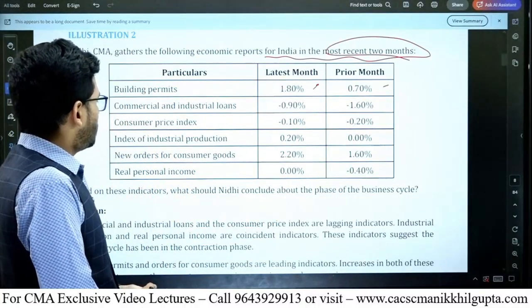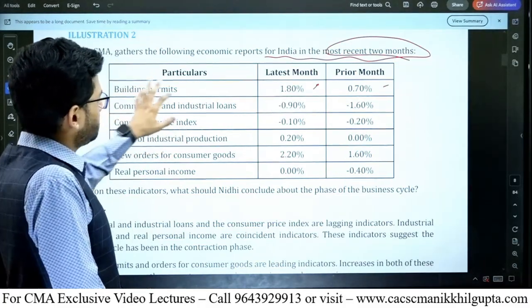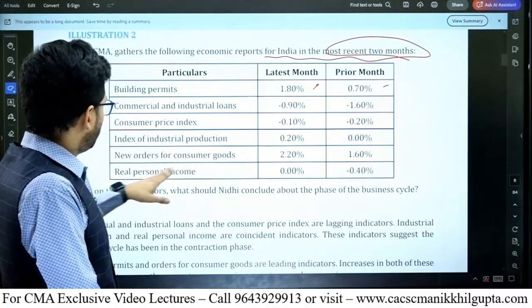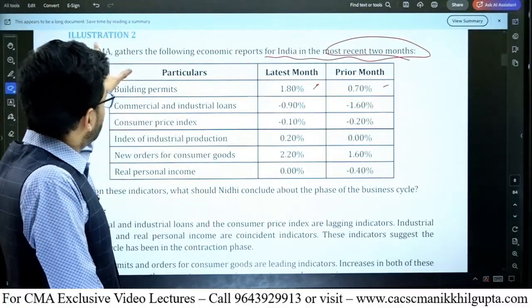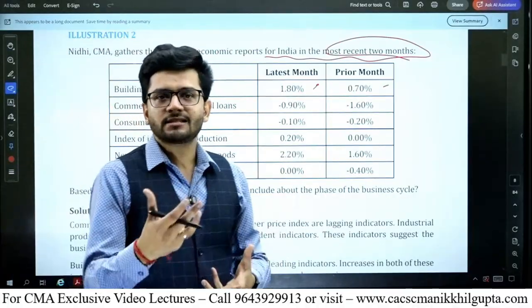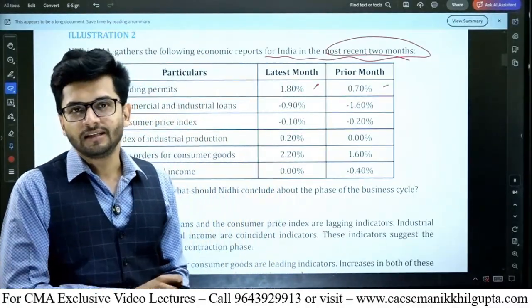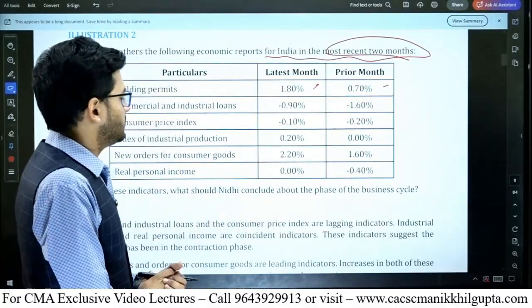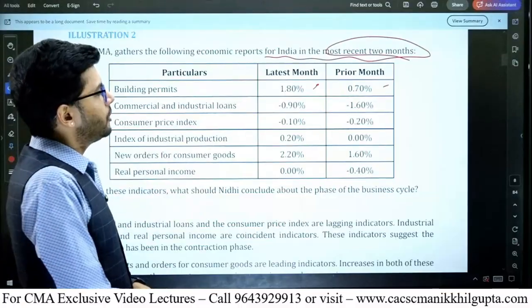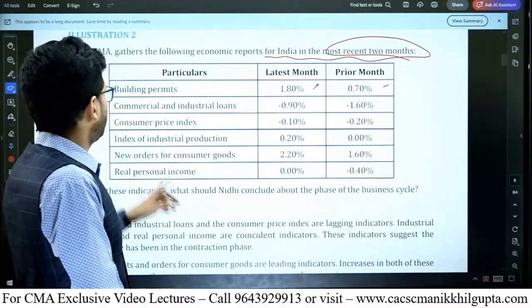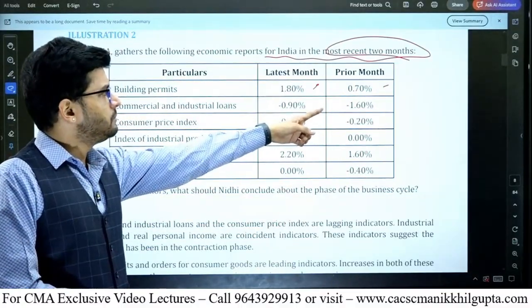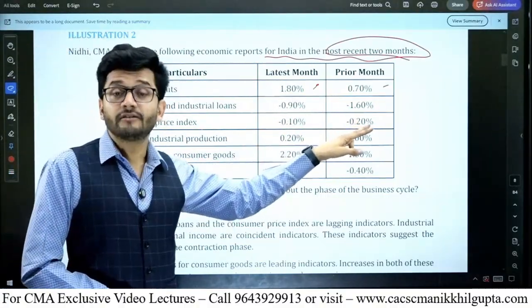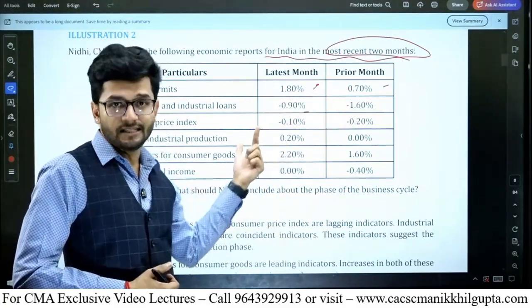So probably Nidhi is into various sectors: building permits, commercial industrial loans, consumer price index, index of industrial production, new orders for consumer goods, real personal income. So Nidhi is basically an analysis person. An analytical role is there with Nidhi, and Nidhi is giving you these indexes which you have to analyze and give your output on. So building permits 0.70 increased to 1.8%. Commercial industrial loans negative 1.6% increased to negative 0.90. So if it's a negative, then a reduction means an increase. So this has increased. Okay.